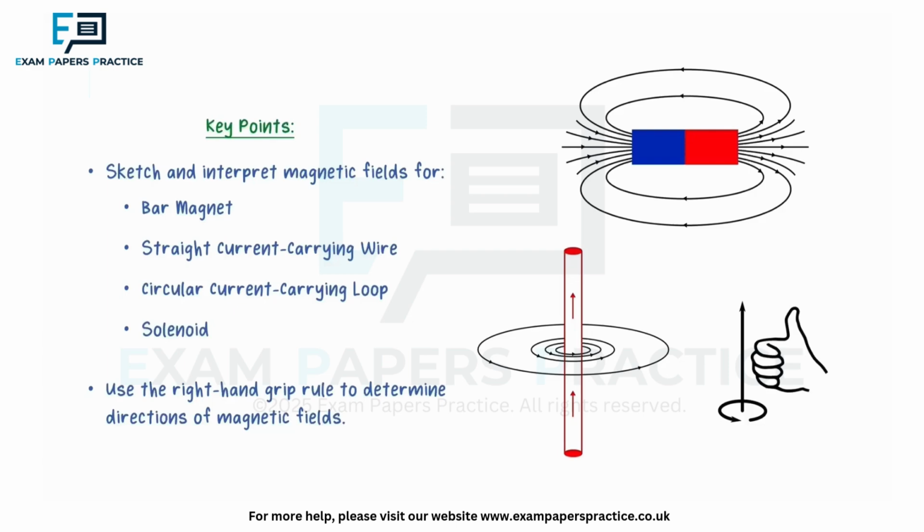This video will introduce concepts related to magnetic fields. We will learn how to sketch and interpret the magnetic field patterns produced from a bar magnet, a straight current carrying wire, a circular current carrying loop of wire, and a solenoid. In addition, we will explore how to use the right-hand grip rule to determine the direction of a magnetic field from the direction of a current.